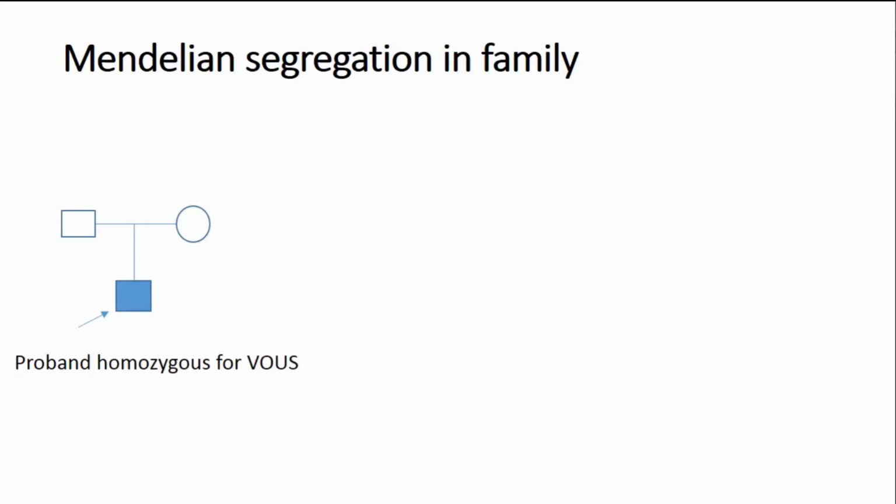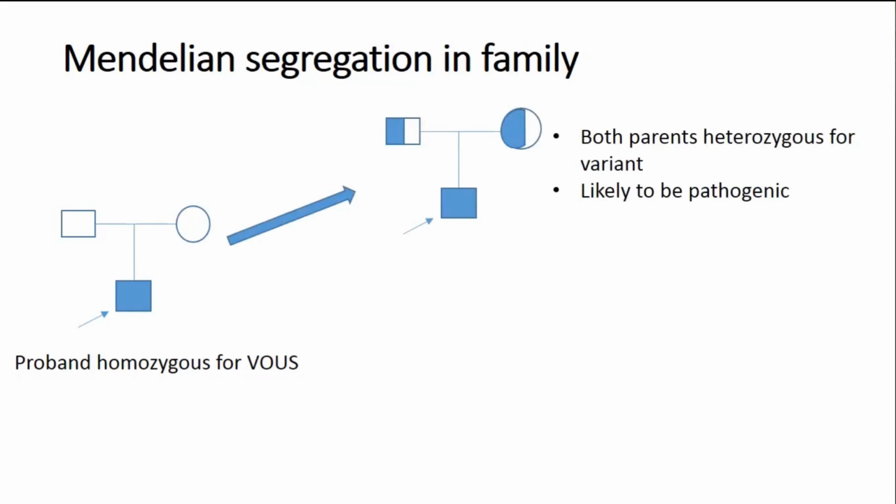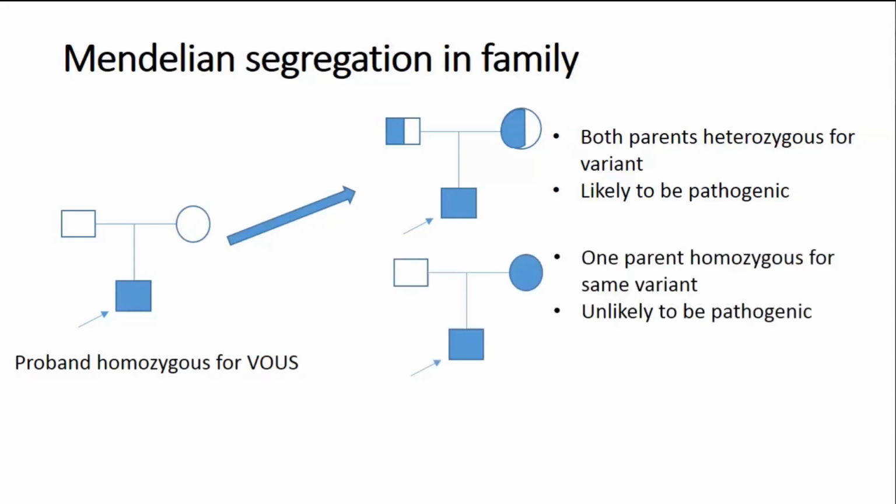So two de novo mutations, two in the same location, is too difficult to happen. The probability is very low that a de novo mutation in the same location will happen in both the parents. First of all, de novo itself is not a very common phenomenon. So the possibilities are, one is that both parents are carriers, which usually confirms your interpretation that it is a homozygous variant, because both parents are carriers and likely to be pathogenic.